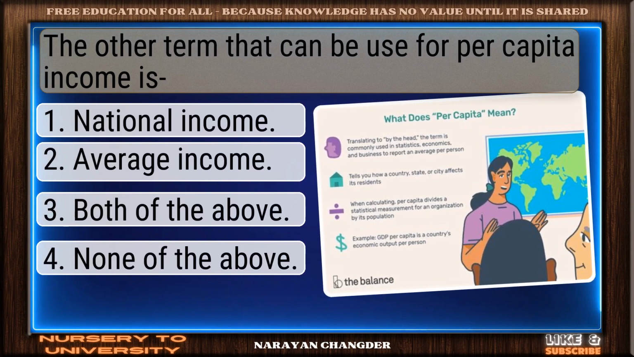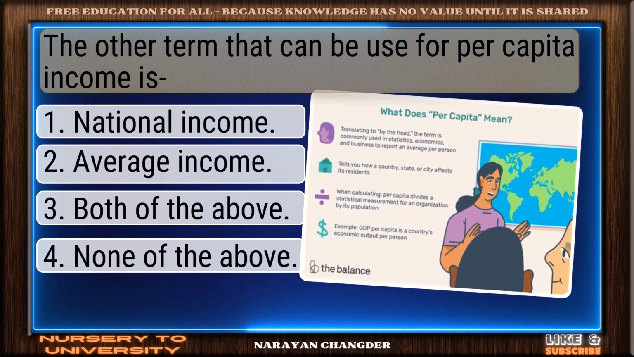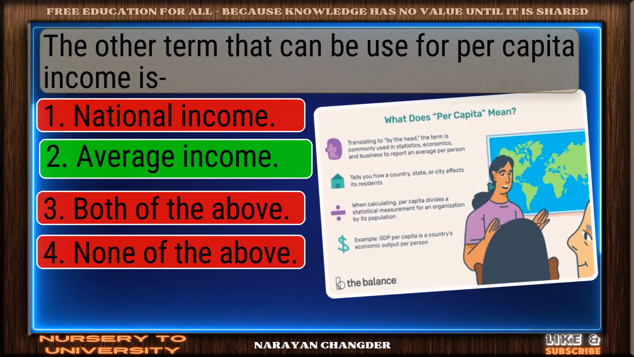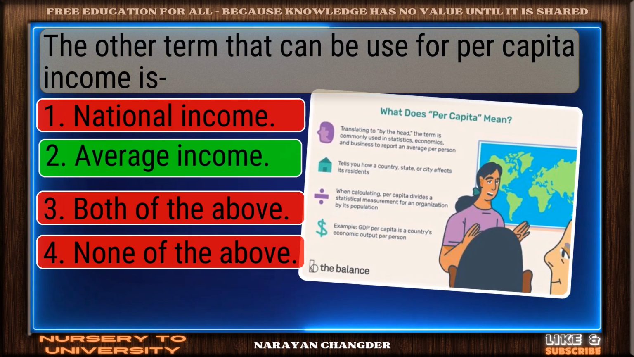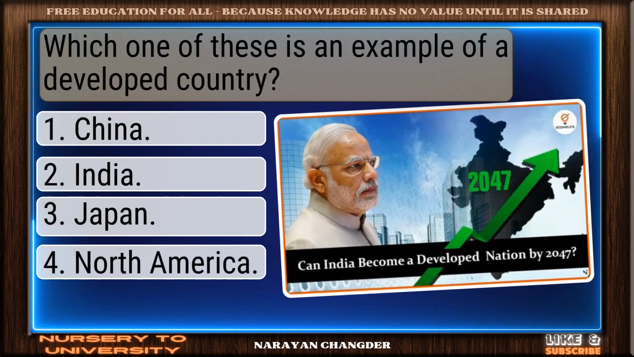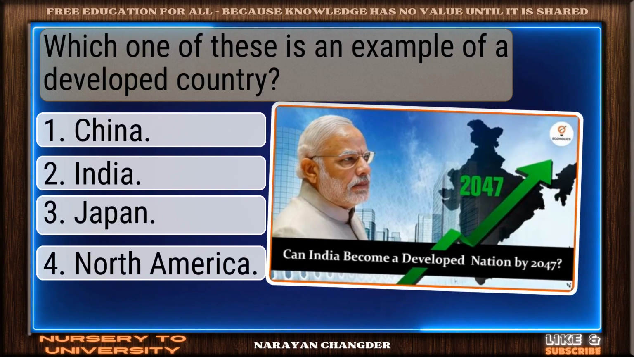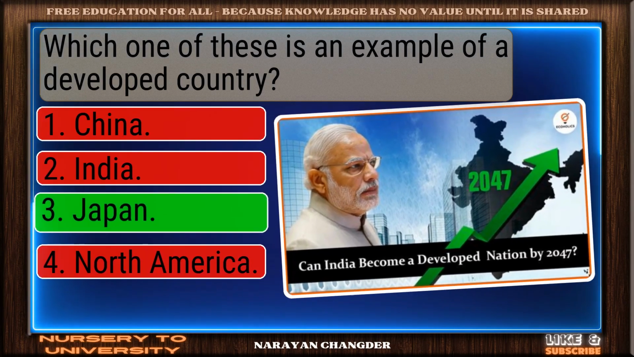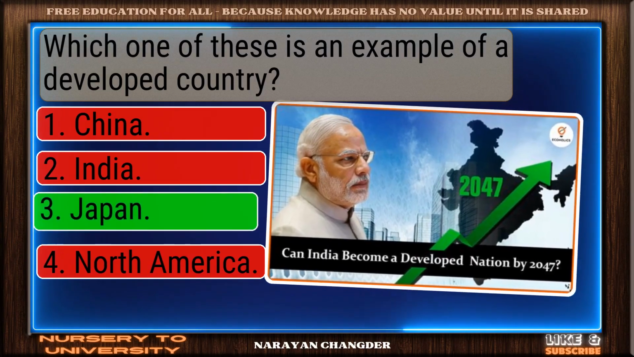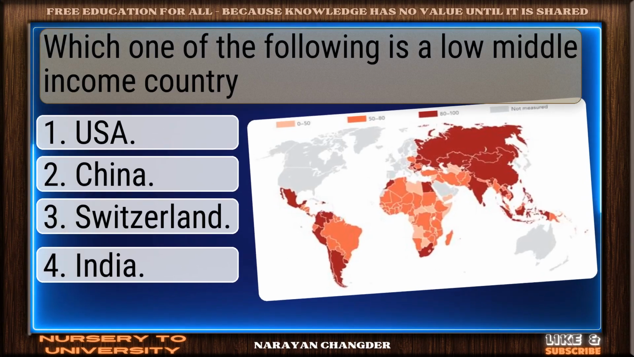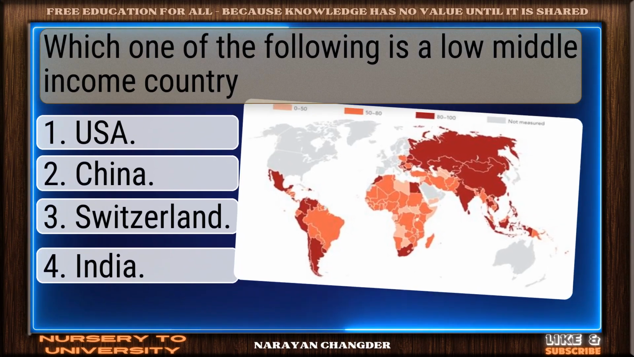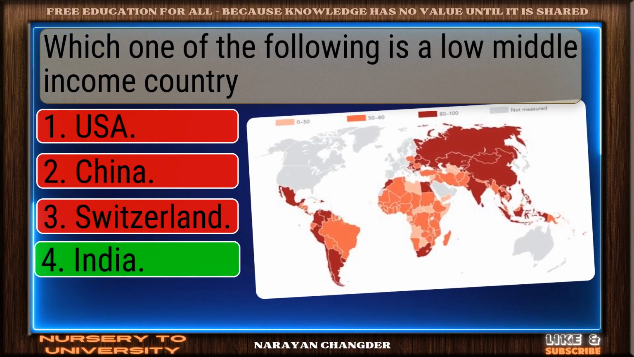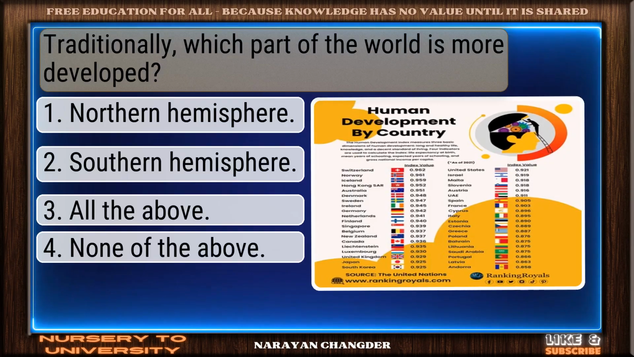The other term that can be used for per capita income is. Smart move. Average income is the accurate answer. Which one of these is an example of a developed country? Nice selection. Japan is correct. Which one of the following is a low-middle income country? Good job. India works well.